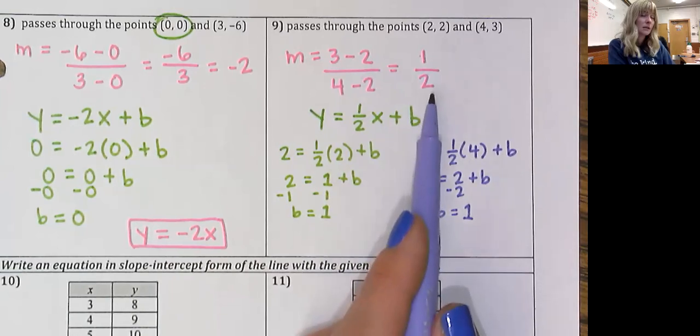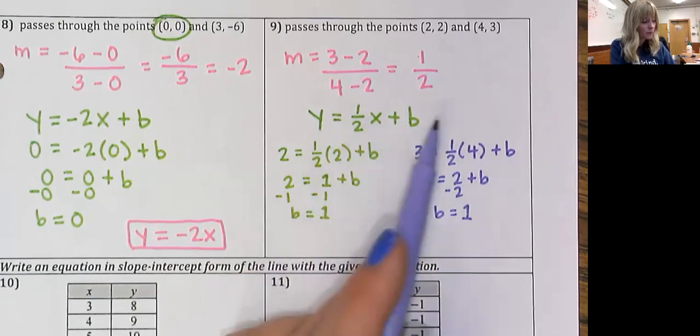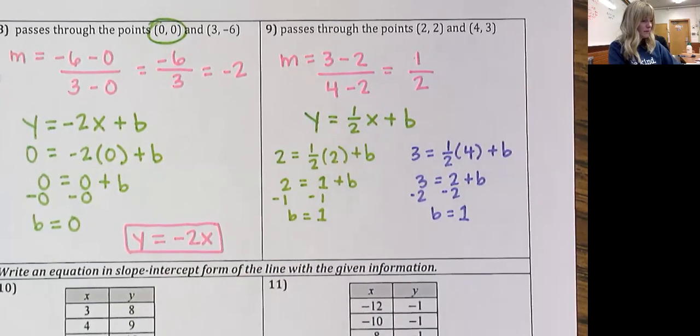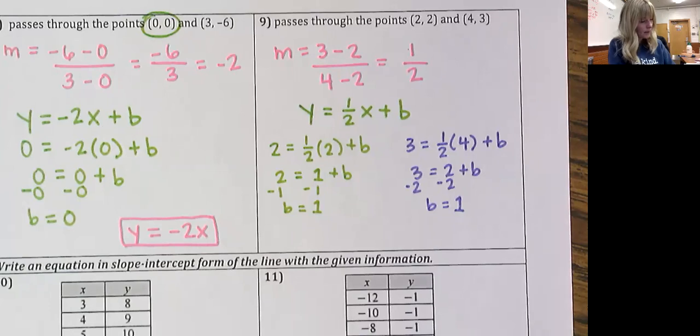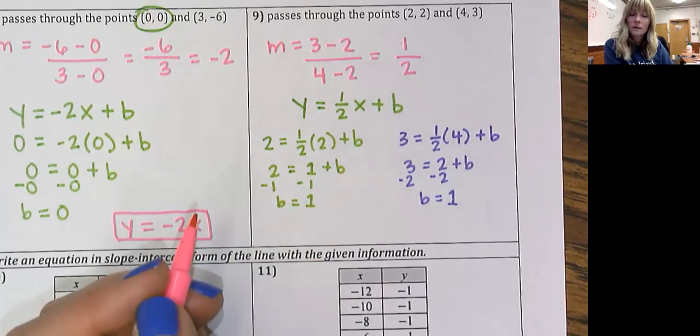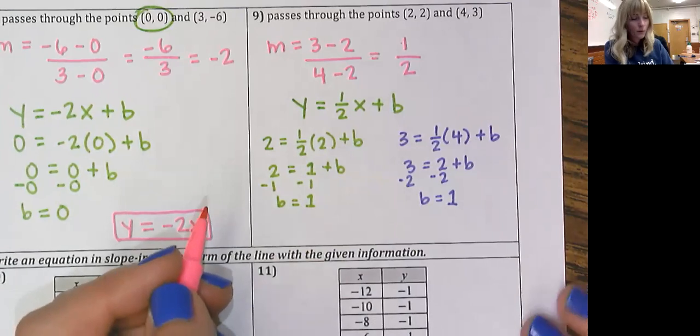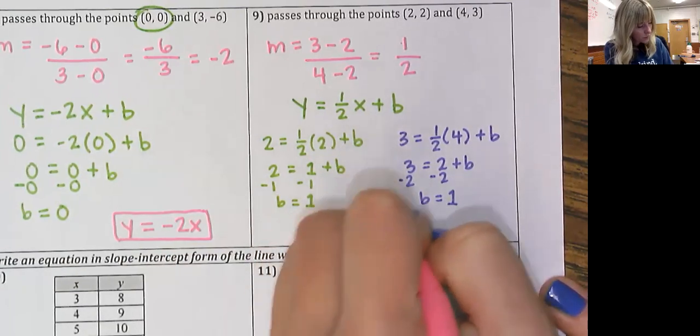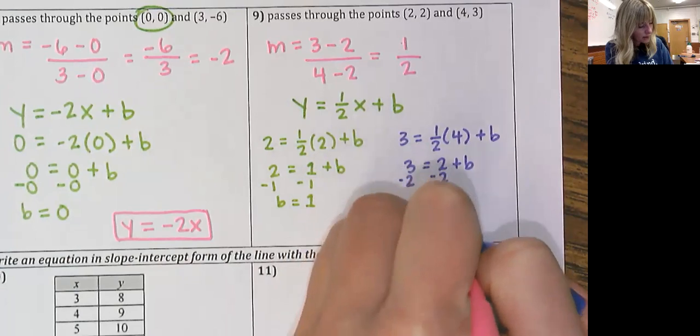And if you got the slope correct, then it shouldn't matter which one you plug in, you'll get the same b value. So either way, and you don't have to plug in both of them. I just did that on this one to prove to you that you really do get the same result. Pick an ordered pair and go with it. y equals 1/2 x plus 1.